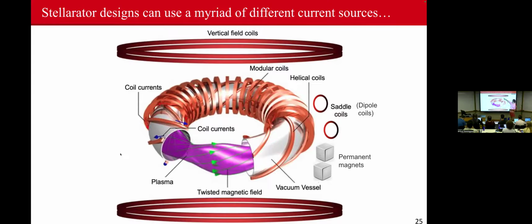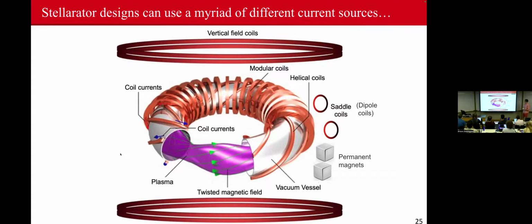Modular coils are coils that are pretty tight to the plasma surface and just interlink with it once. Helical coils, you can see they interlink multiple times and wind helically around.